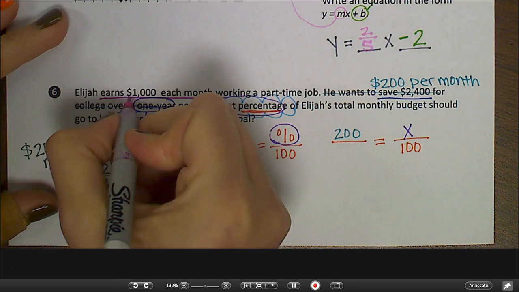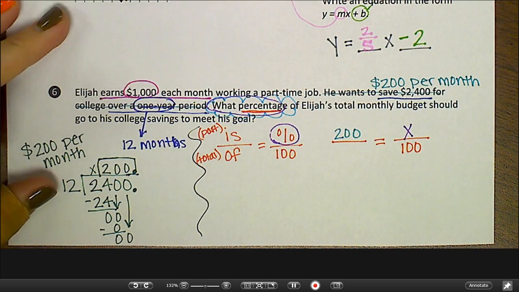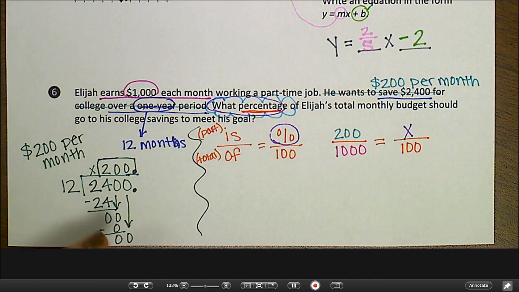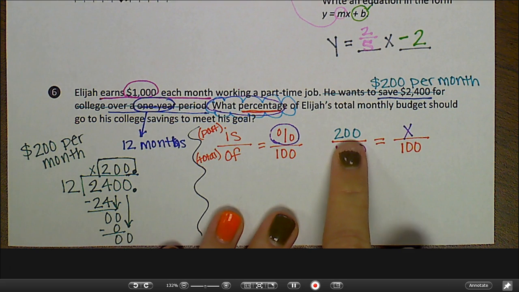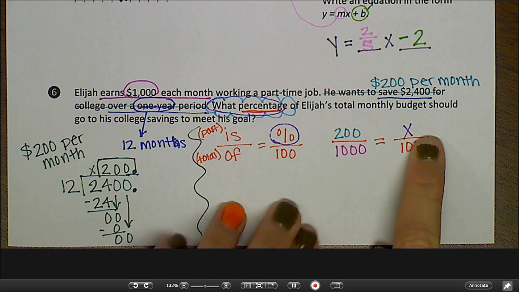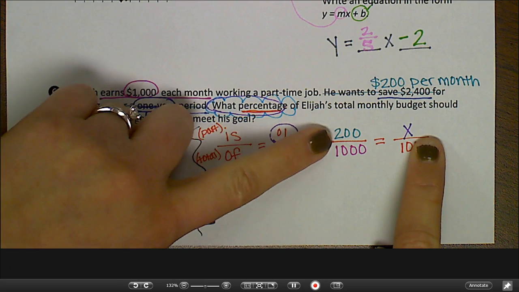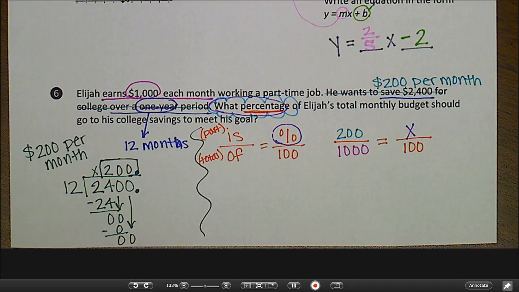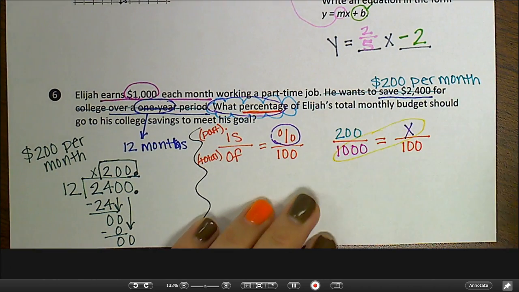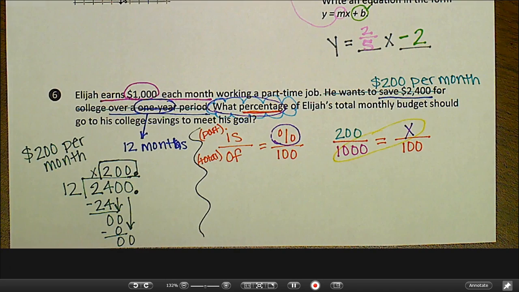And then he earns $1,000 each month, and that's his total. So let's go through and make sure this all makes sense before we continue. We have $200 out of $1,000, so this is our part and our total, and we want to know what percent this is. So now that we've set it up, all we have to do is cross multiply. And you guys are really, really good at setting these up and then cross multiplying.